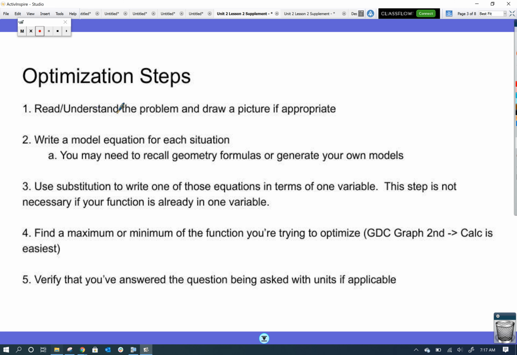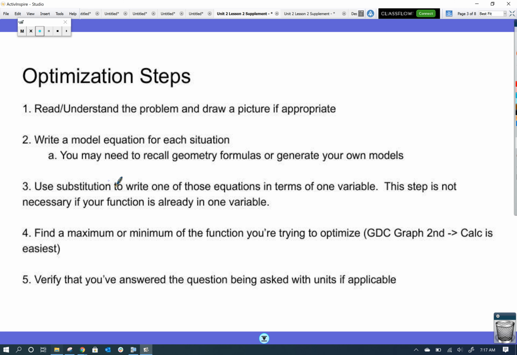So we want to read and understand the problem, of course. Sometimes we can draw a picture if that helps us. We want to then write a model equation for each situation. And we might need to recall some basic geometry formulas like the area of a square. There are geometry formulas given to you on your formula booklet that you'll have for your exam, but I won't make you memorize any of the hard ones. I'll either give it to you or it'll be in the formula booklet, so don't worry about formulas.